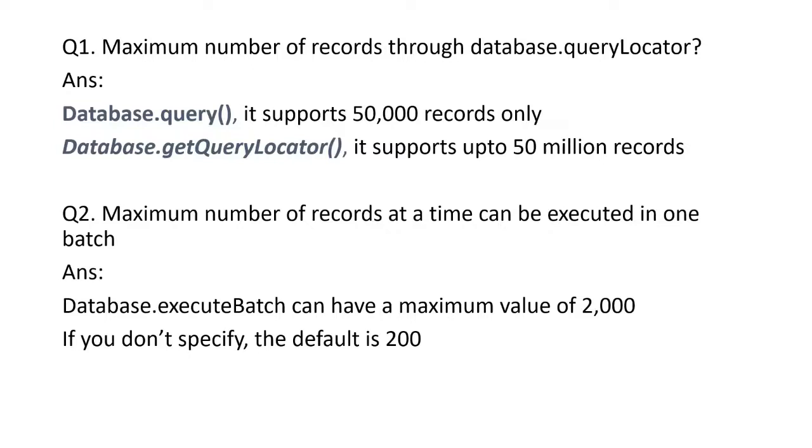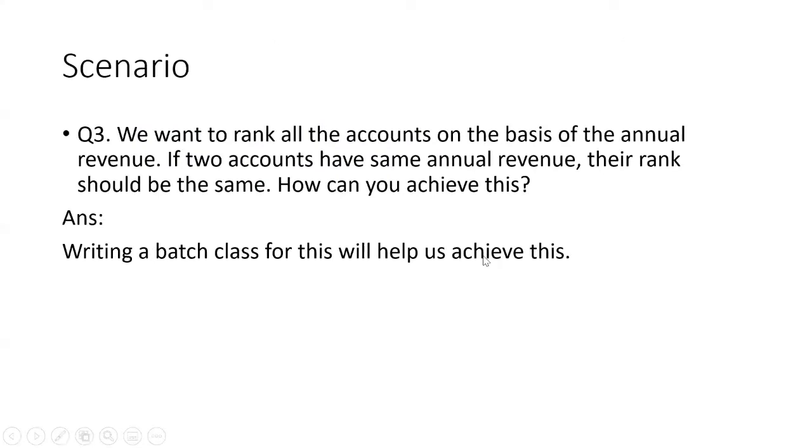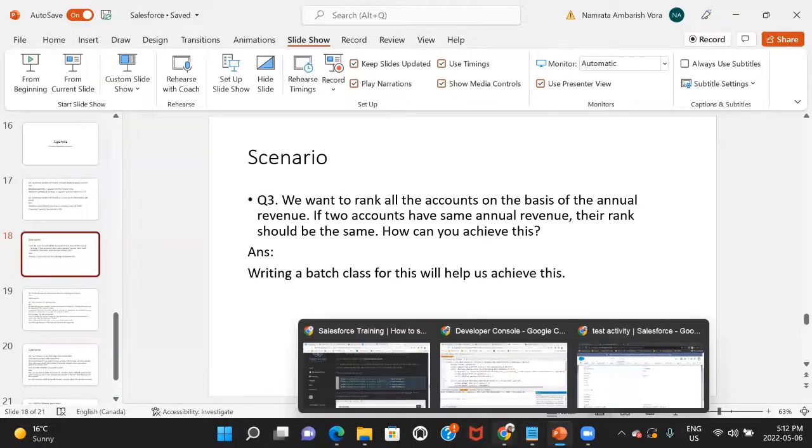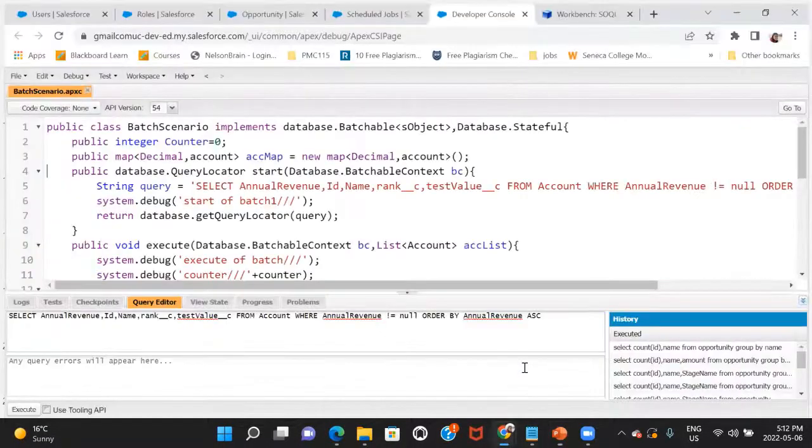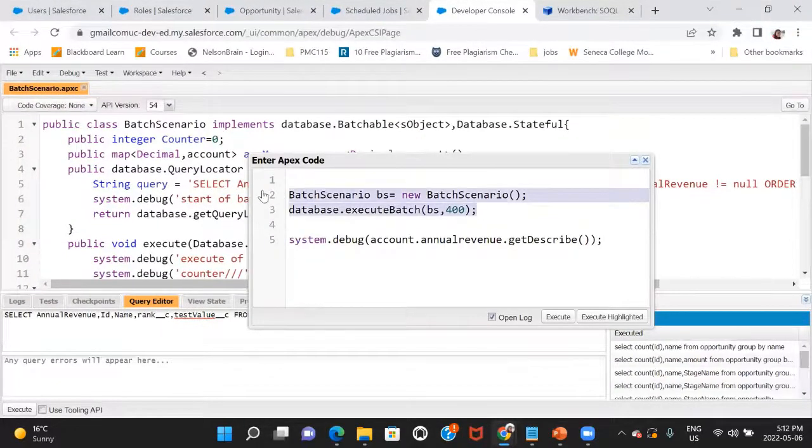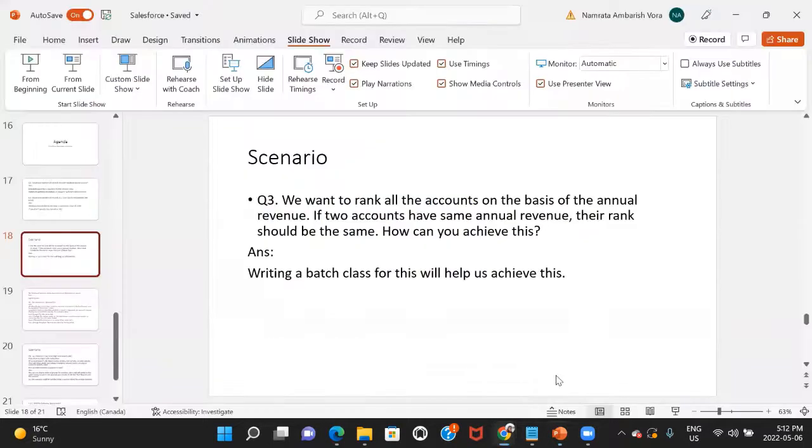So let me show you how. Here is how we execute the batch class, this statement. Here I've written 400. So it will pick a set of 400 records and run the execute method. But let's say if I did not mention anything over here, then by default, it would be 200.